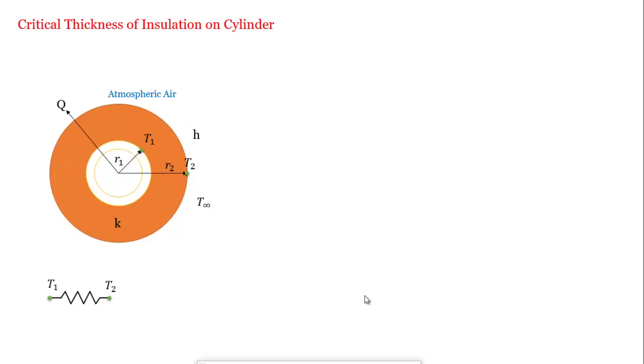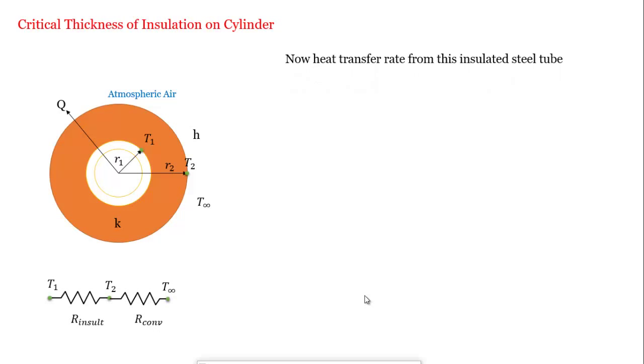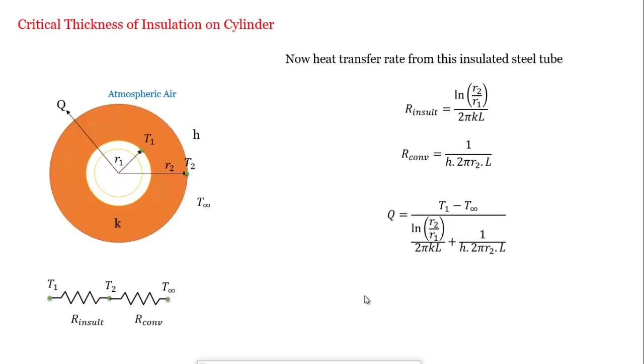We draw the equivalent resistance circuit: T1 to T2 has the insulation resistance, and T2 to T infinity has the convective heat resistance. Now we find the heat transfer rate from the insulated steel tube. The insulation resistance is ln(R2/R1) upon 2 pi K L, and the convective resistance is 1 upon H 2 pi R2 L. So the heat transfer rate Q equals T1 minus T infinity, divided by ln(R2/R1) upon 2 pi K L plus 1 upon H 2 pi R2 L.